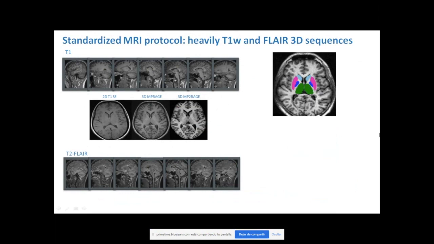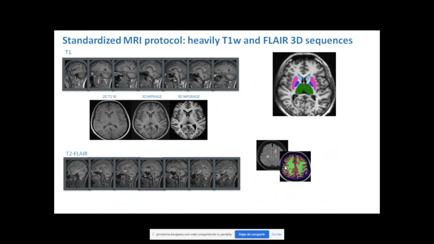So the 3D T2 FLAIR is an excellent sequence to identify the T2 lesions, the focal T2 lesions, because these focal lesions produce an artifact when we try to segment, for example, the gray or the white matter, because most of these focal lesions with these tools will be assigned to gray matter. So if we have, for example, a patient with a high T2 lesion load and we apply these segmentation tools, we will have false results of high gray matter volume.